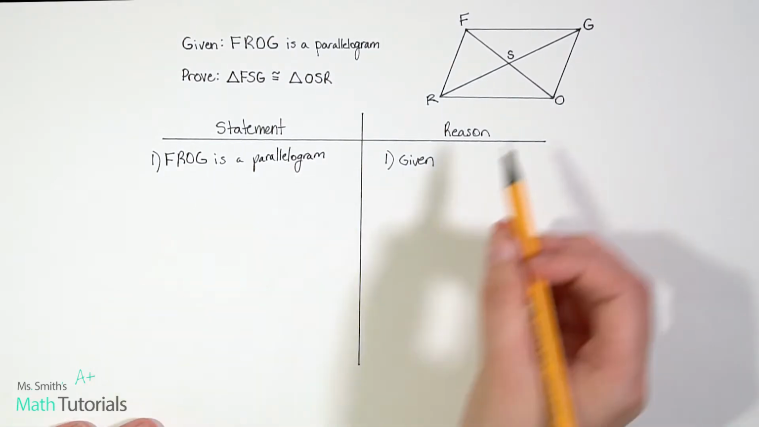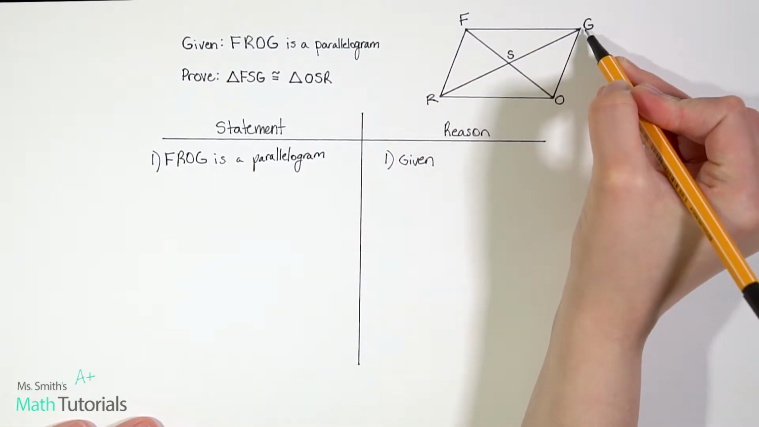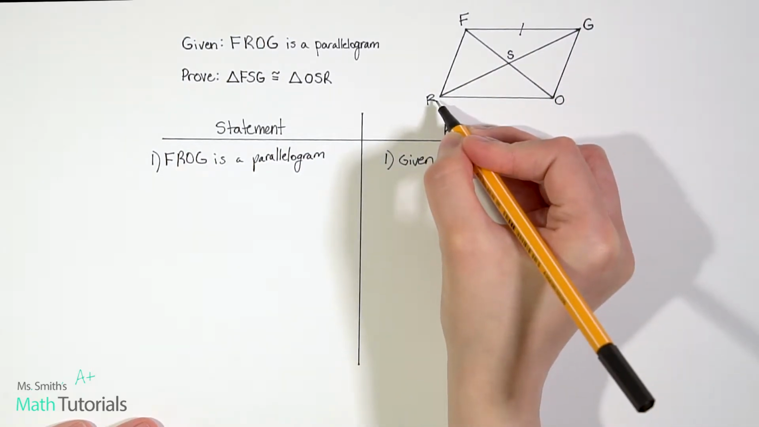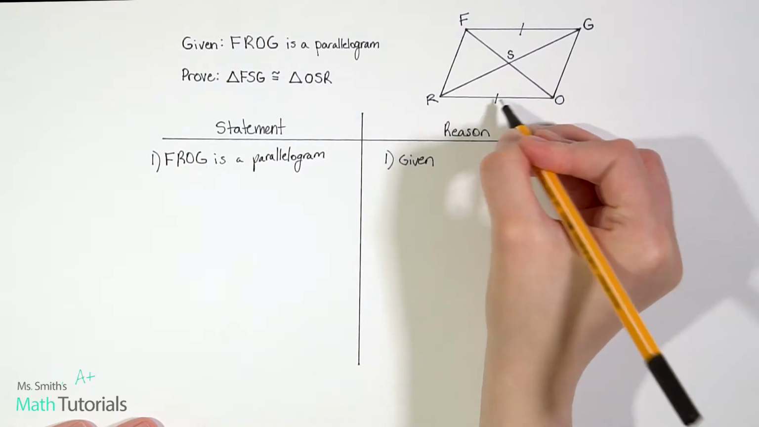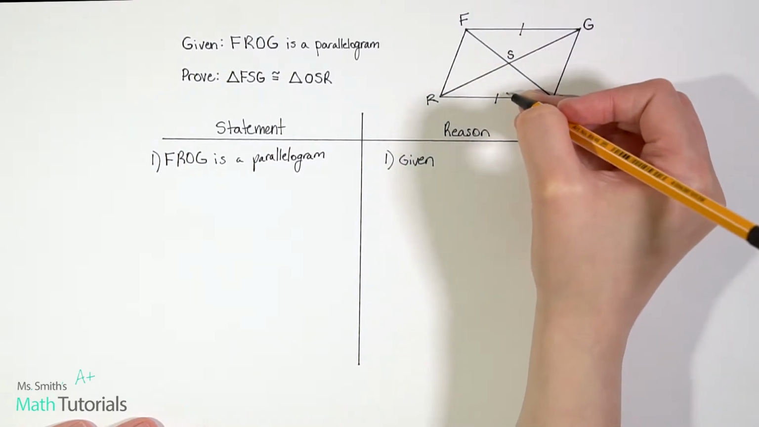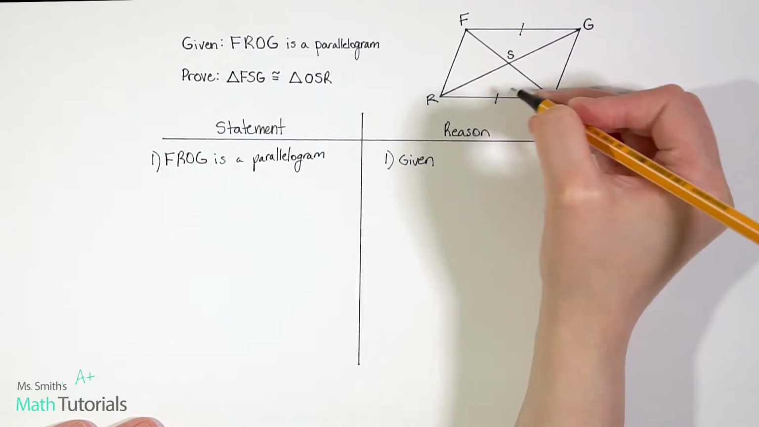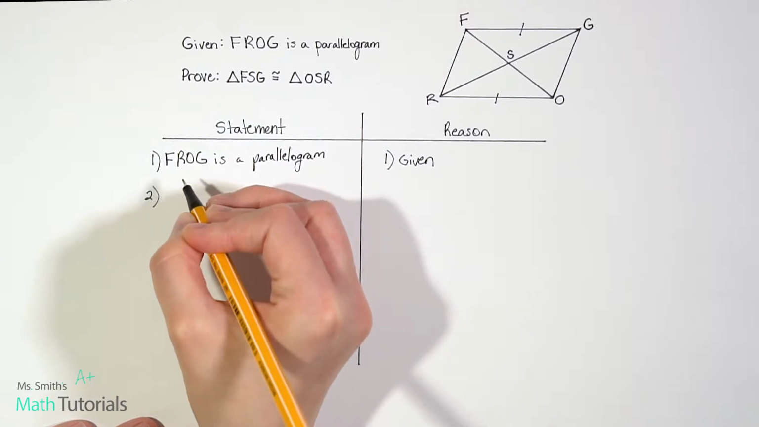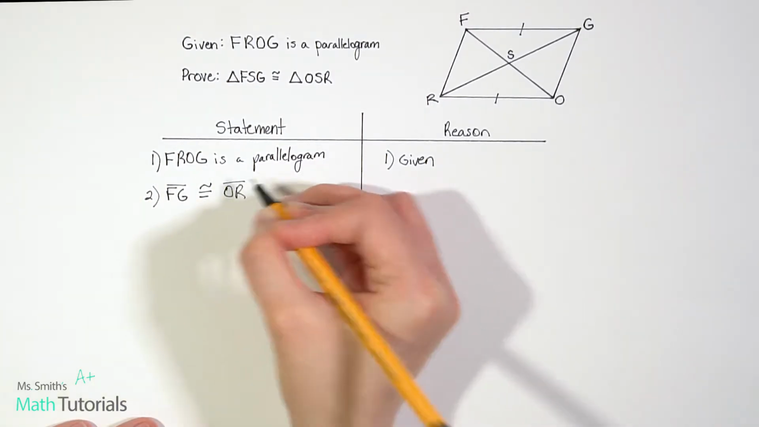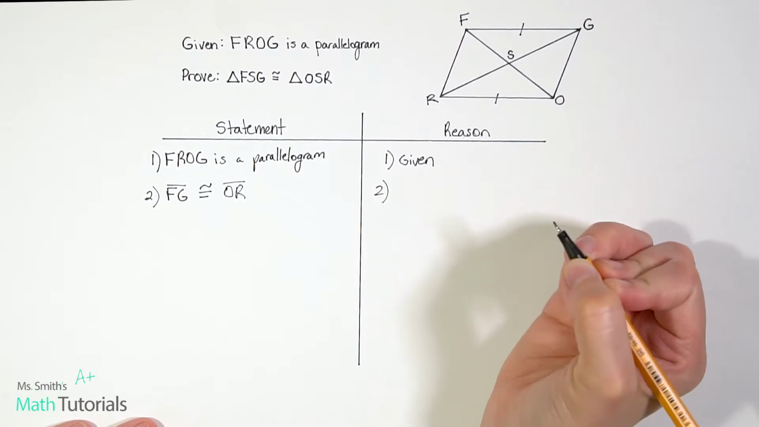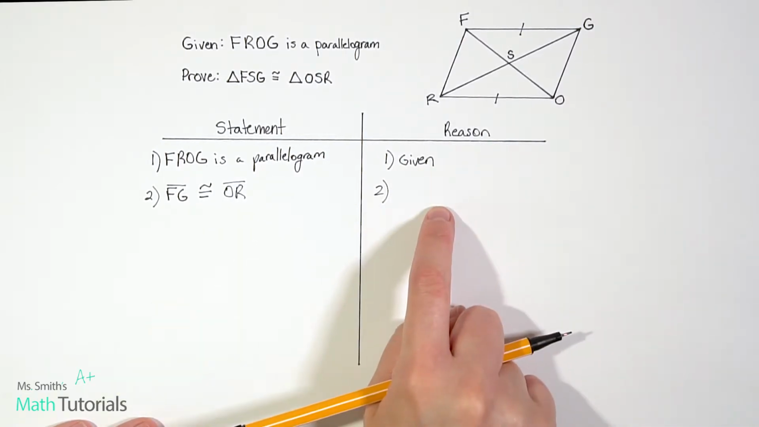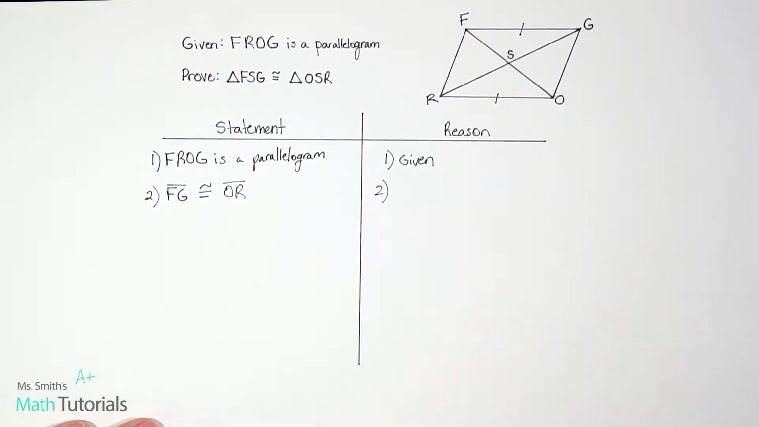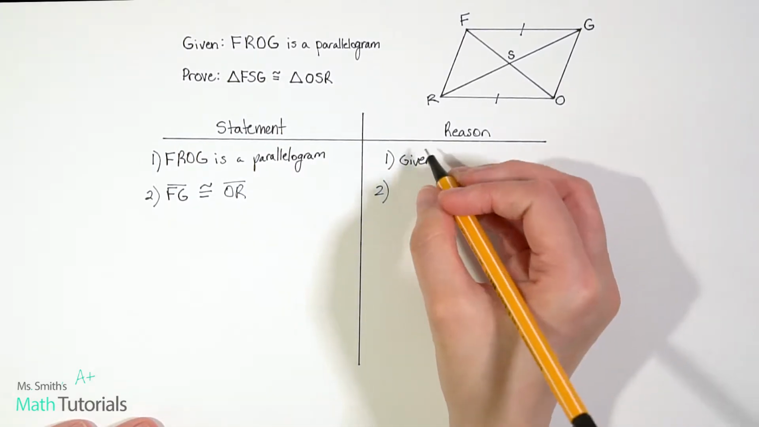So let's think about what we know. We know that FG would have to be congruent to OR, right? And how do we know that? Well, if it's truly a parallelogram, then our opposite sides would be congruent. So let's go ahead and note that. And for our reason, our statement is FG is congruent to OR, and we know that because of opposite sides, so we use the same statement on the other page.